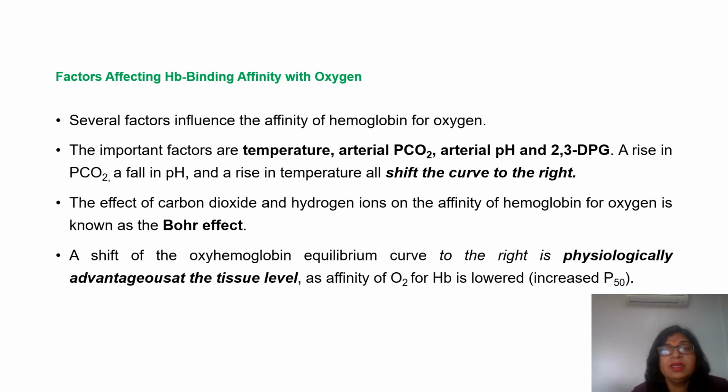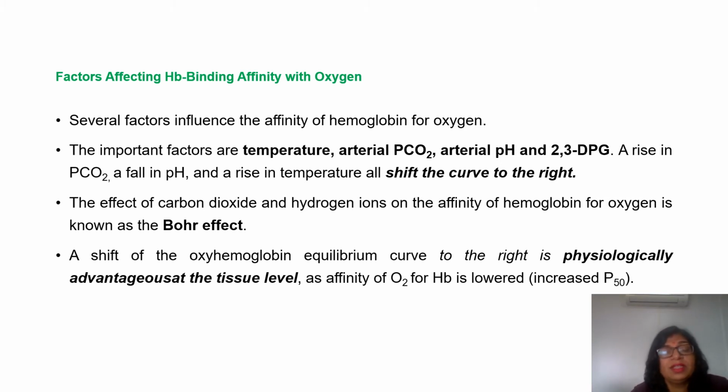Now if there is a rise in PCO2, that is hypercapnia, a fall in pH, that is acidosis, or a rise in temperature as occurs in the tissues, all these factors occur at the tissue level. With rise in PCO2, fall in pH and rise in temperature, the oxyhemoglobin dissociation curve will shift to the right. And this is known as Bohr's effect.